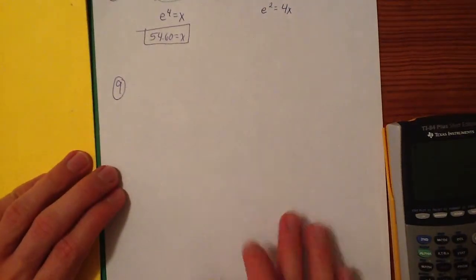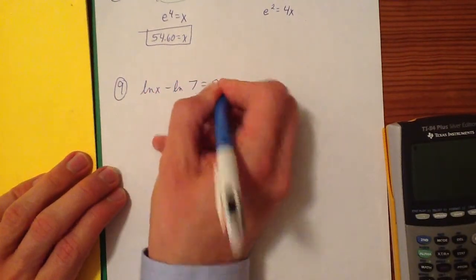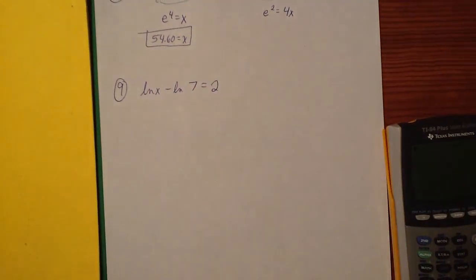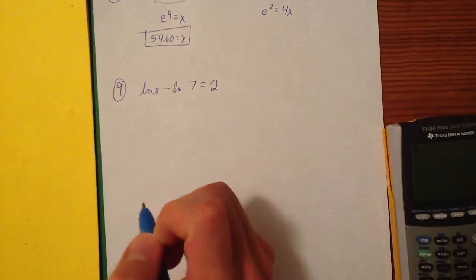Almost done. What fun. Natural log of x minus the natural log of 7 equals 2. My word, Mr. Reader, we got a mess. Dang right we got a mess. Let's fix it. When you're subtracting logs, what should you do?